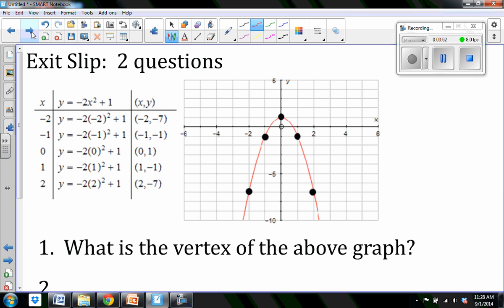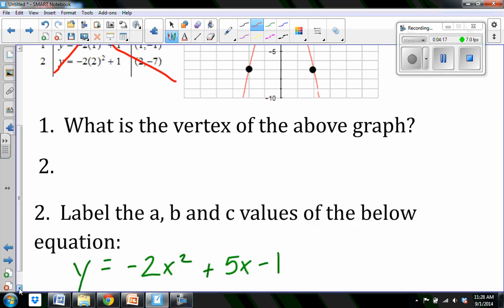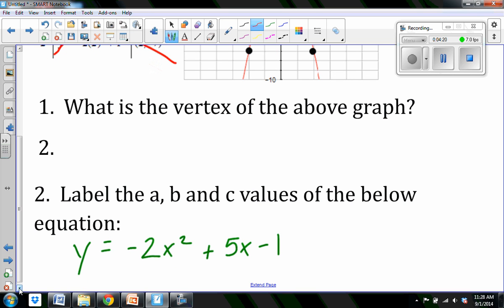And here are your two questions. Your first question is, really, we're just paying attention to the graph. You're not really looking at these ordered pairs. If we pay attention to that graph, what is the vertex of the above graph? So give me an ordered pair. The answer to number 1 should be an ordered pair. And then number 2, label the a, b, and c values of the below equation. So that's in y equals ax squared plus bx plus c form. Tell me the a, the b, the c.